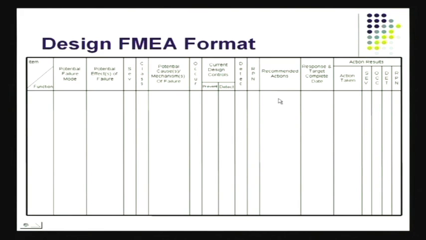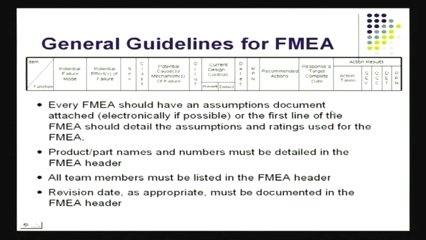And the highest RPN would immediately get some attention there, so there will be some recommendation given to take care of this. Response and target completion date. These are there. Who is going to be taking that action there, and some other follow-ups there are there. So this is the worksheet that you should end up doing.